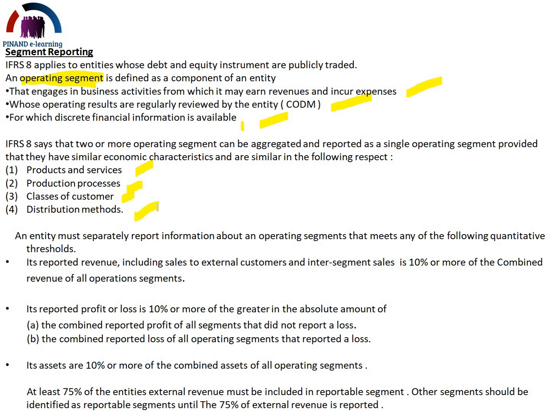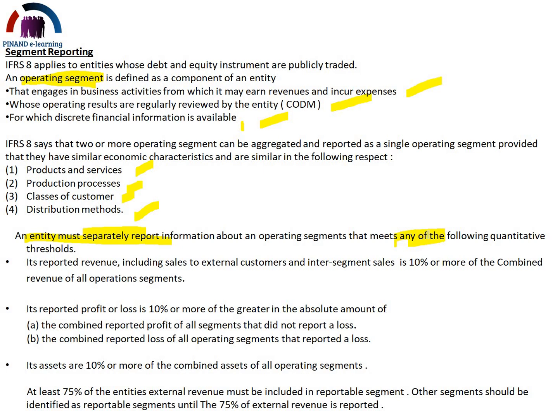Now, an entity must separately report, please take notes, information about an operating segment that meets any of, not all of, any of the following quantitative thresholds. And what are these quantitative thresholds? You have 3. 1, its reported revenue, including sales to external customers and inter-segment sales, that is, sales outside the group and sales within the group, is 10% or more of the combined revenue of all operating segments.